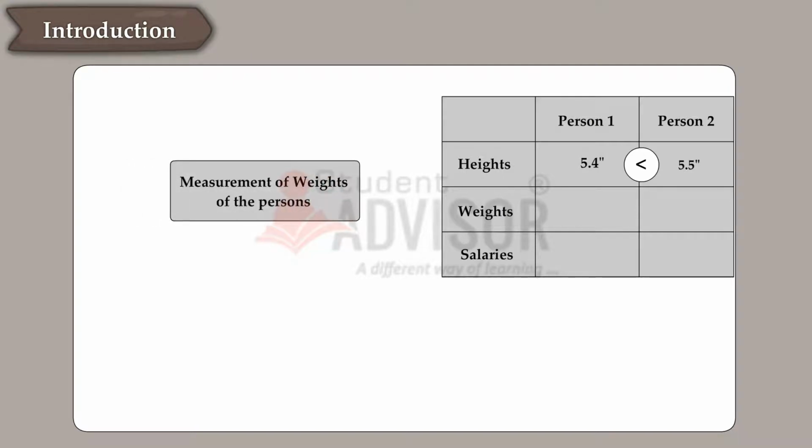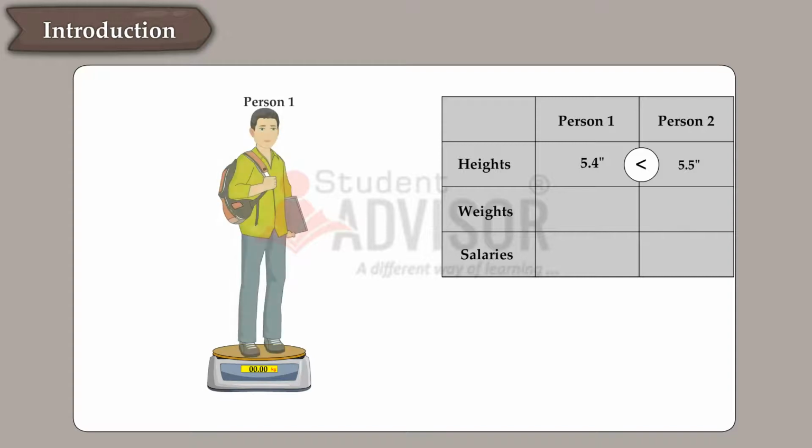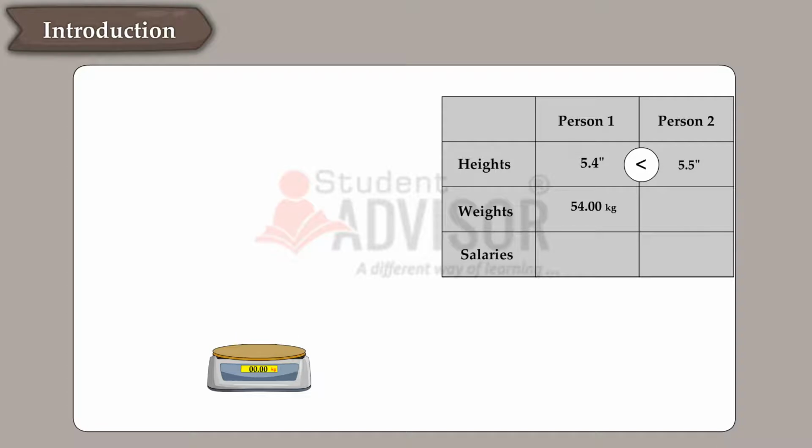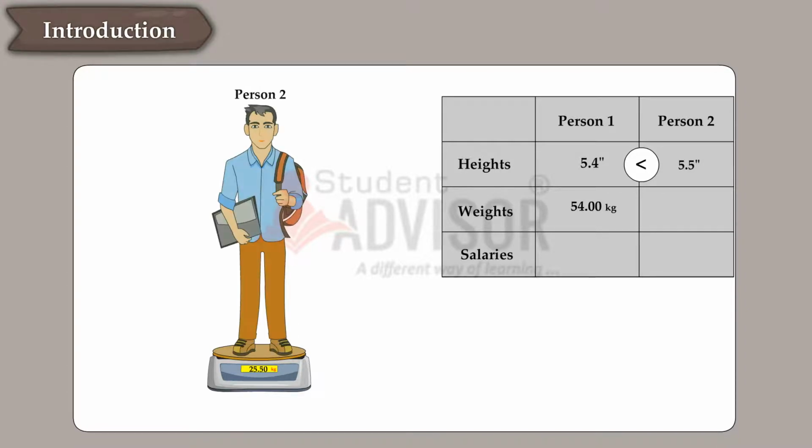Measurement of weights of the persons. Person 1, 54 kilograms. Person 2, 51 kilograms. 54 kilograms is greater than 51 kilograms.